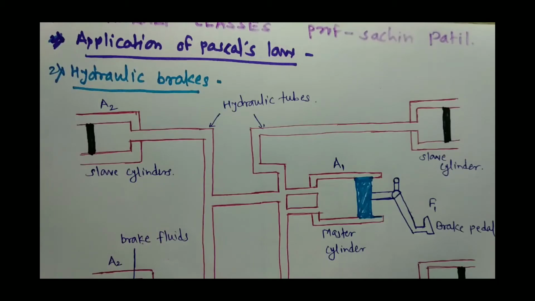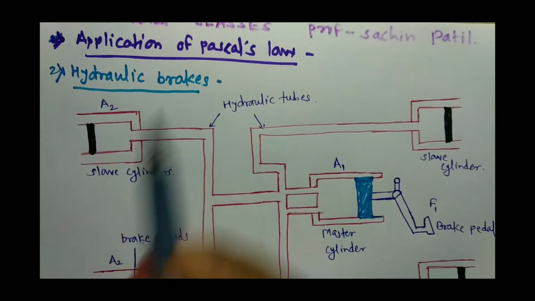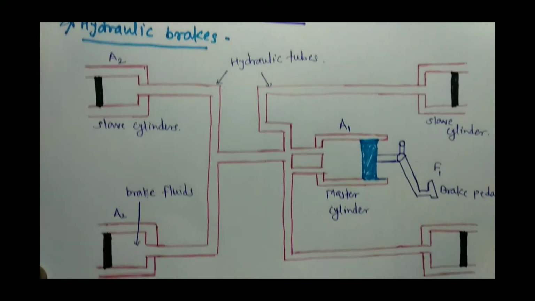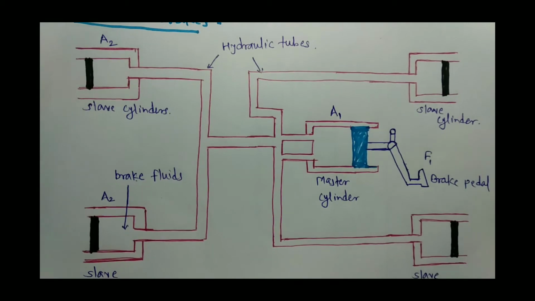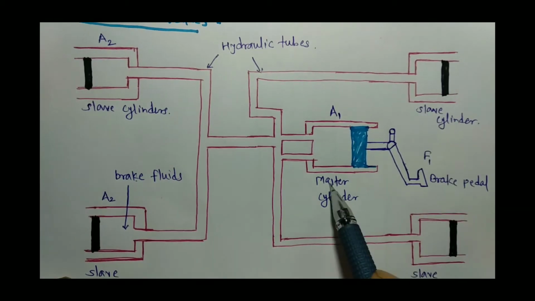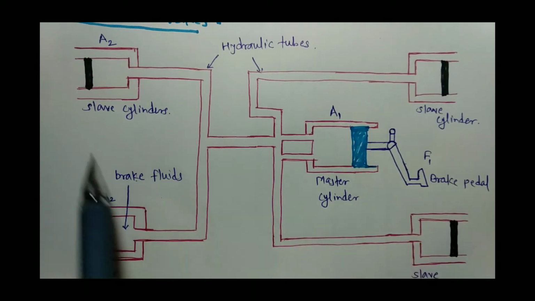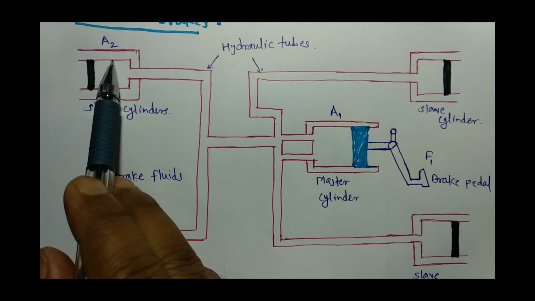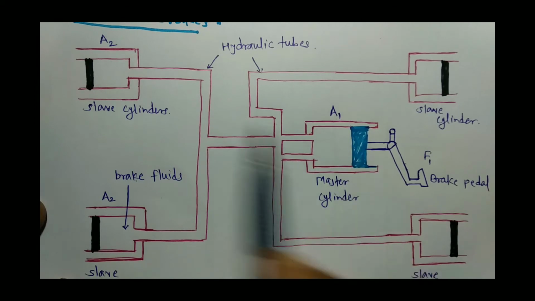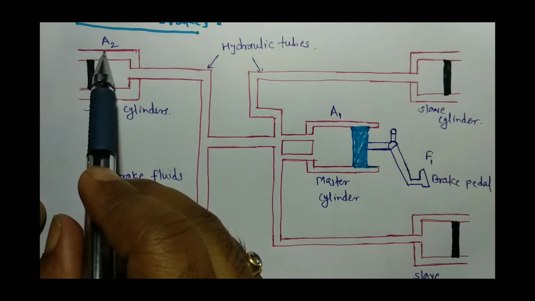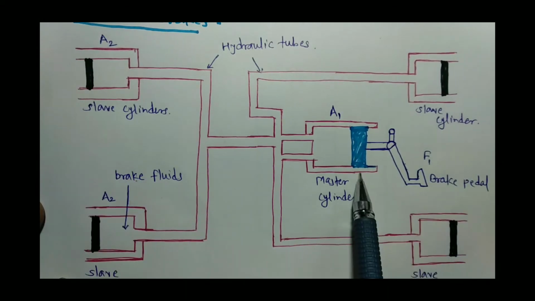Now the second application of Pascal's law is hydraulic brakes. The hydraulic brake has the diagrammatic representation here: it contains 4 slave cylinders and 1 master cylinder. The master cylinder has area of cross-section A1, and the slave cylinders have area of cross-section A2, and A1 is very small compared to A2. Here the brake pedal is provided to the master cylinder.